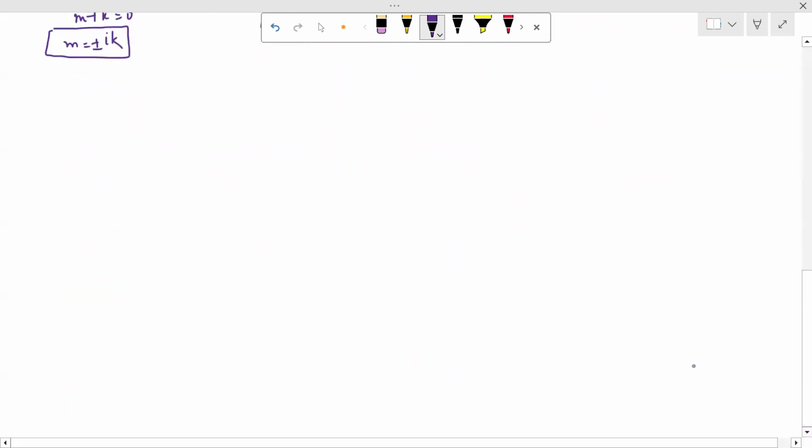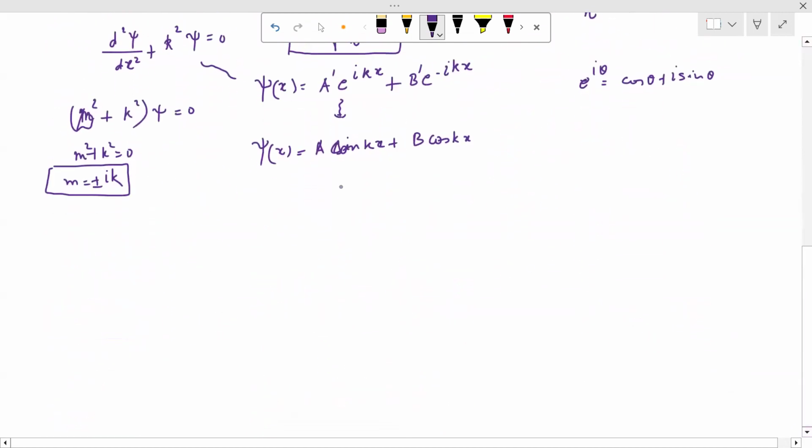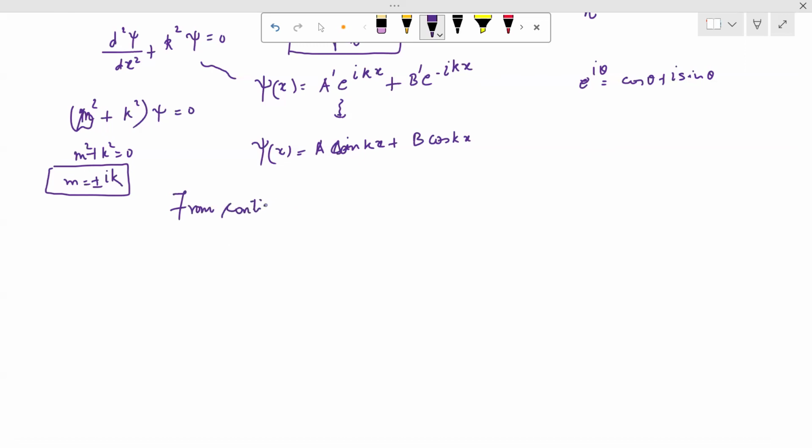Now, we have studied already that the wave function must be continuous and single valued. So from the continuity condition of the wave function ψ(x), it is quite clear that ψ(0) must be equal to 0 and ψ(a) must be equal to 0. If ψ(0) is equal to 0, what does it mean? It means that B must be equal to 0.